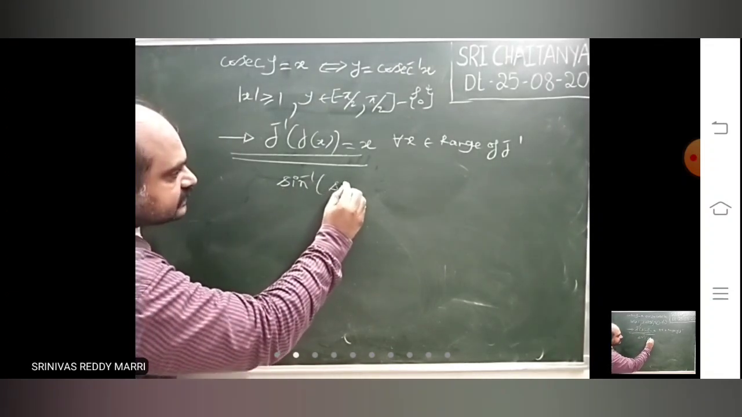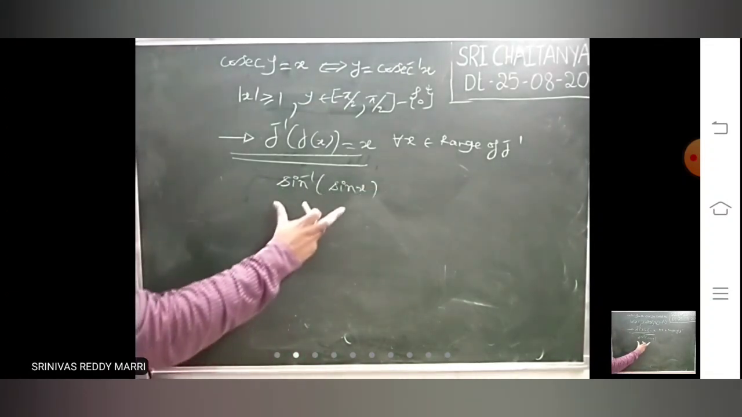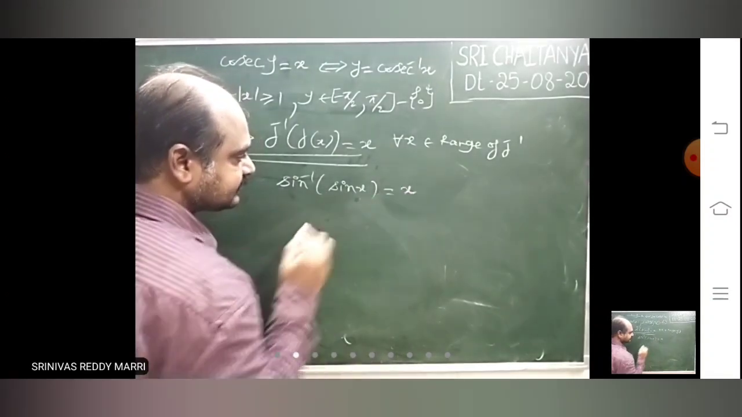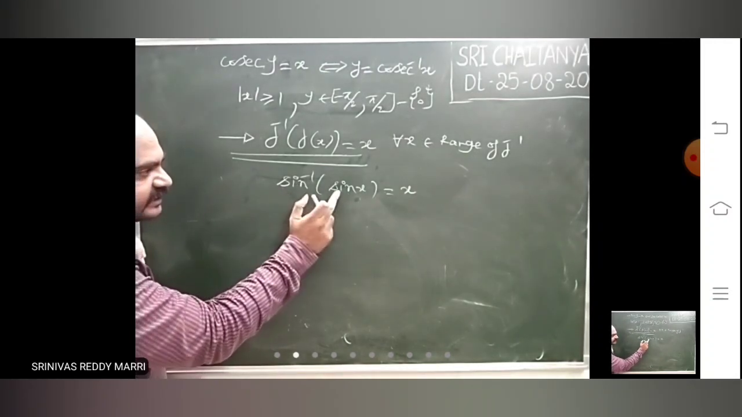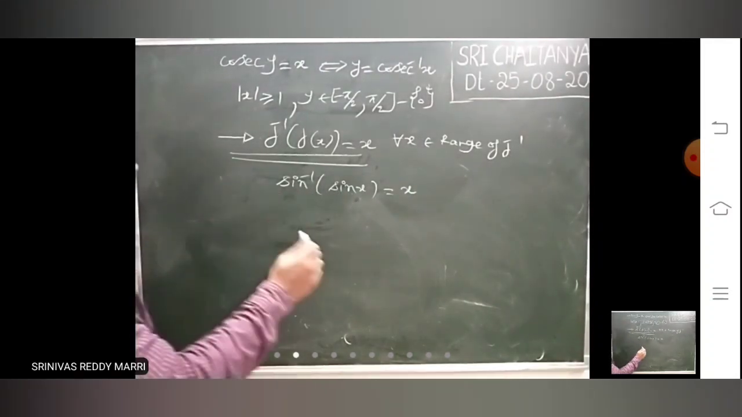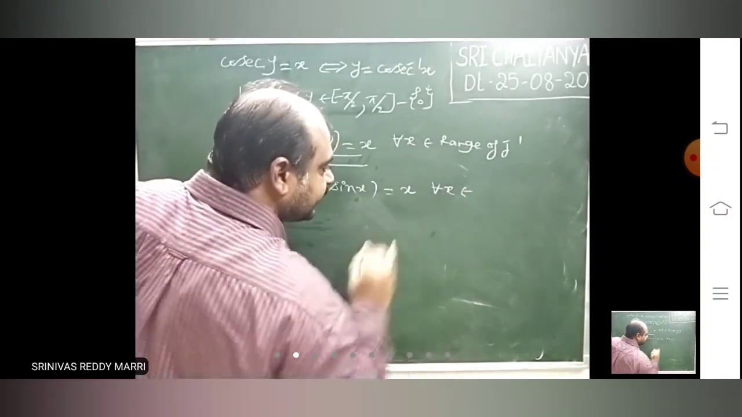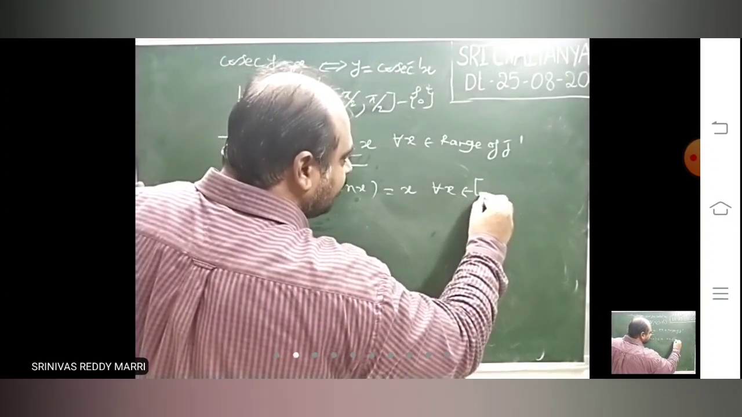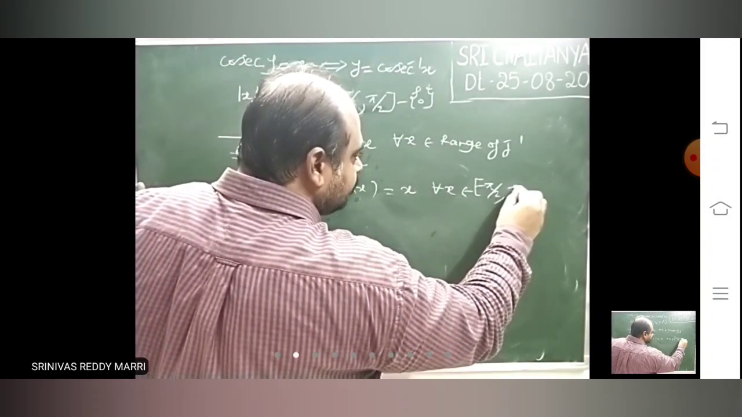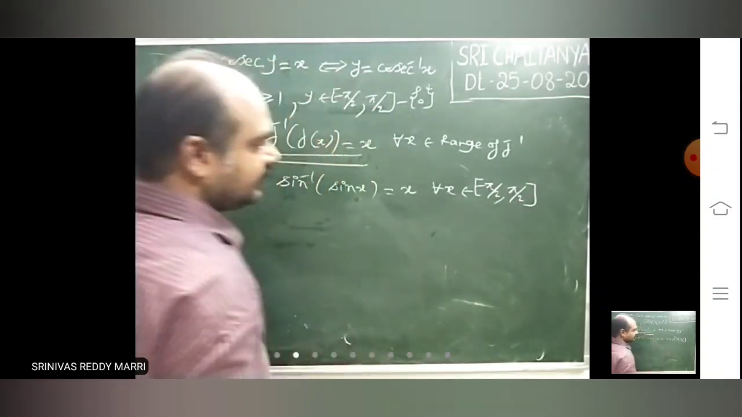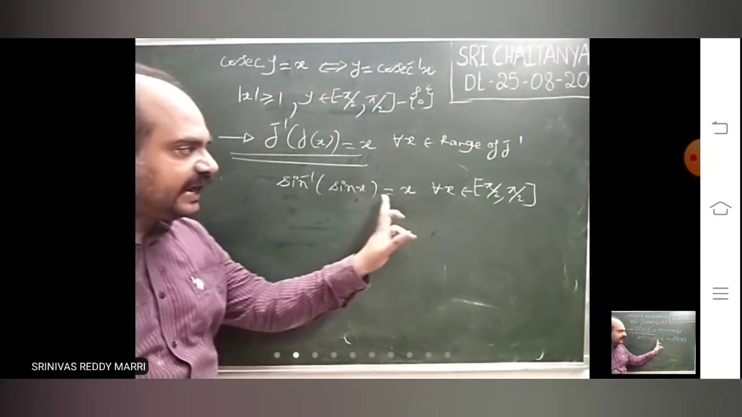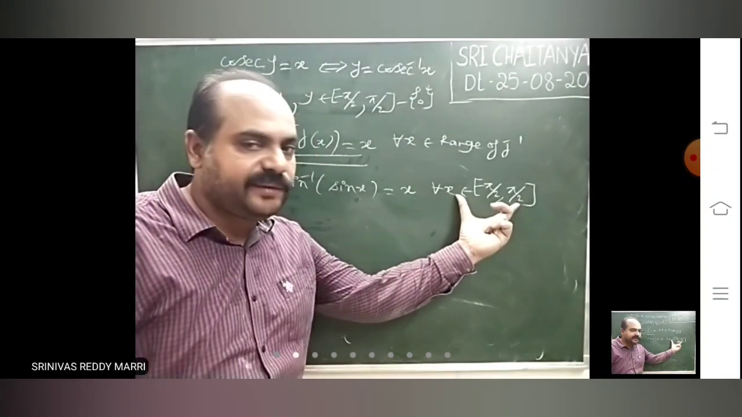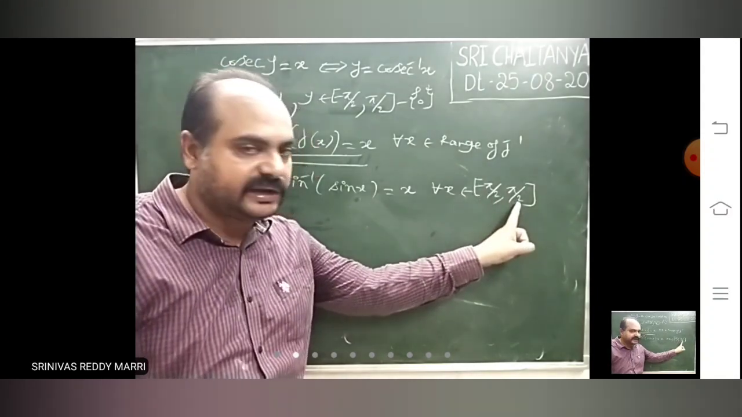Look at this property. Sine inverse sine x is nothing but x. Look at f inverse f of x. Right? Sine inverse sine x is f inverse f of x, for x belongs to the range of the inverse function. Sine inverse range is minus pi by 2 comma pi by 2. This is one property: sine inverse sine x equal to x for x belongs to minus pi by 2 comma pi by 2. You have to remember this interval.